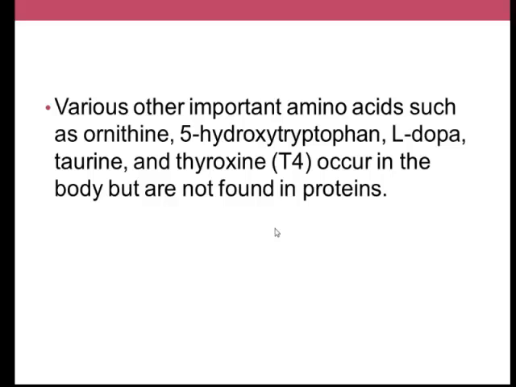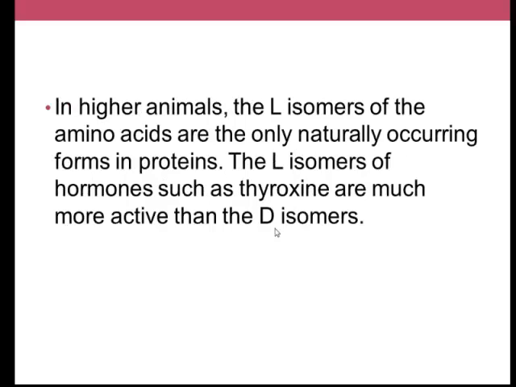There are other important amino acids like ornithine, 5-hydroxytryptophan, L-dopa, taurine, thyroxine. These amino acids are physiologically important in our body, but they are not present in proteins. They don't share in the structure of proteins. For example, L-dopa is in the CNS, and thyroxine is a hormone, but they are not found in proteins.